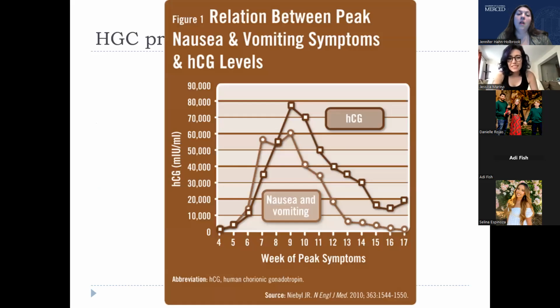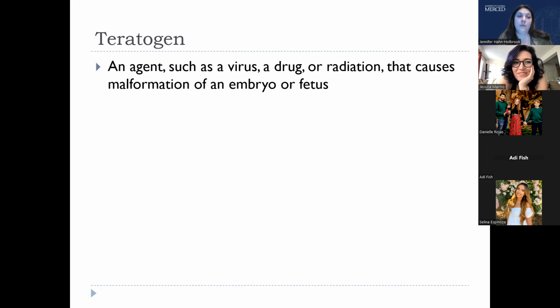Here's the relation between peak nausea and vomiting symptoms and levels of HCG. And you can see they're pretty highly correlated over the weeks of pregnancy. And so that's the proximate mechanism, but let's think about the ultimate function. Why would this have evolved at all?